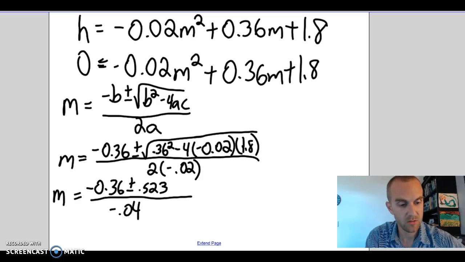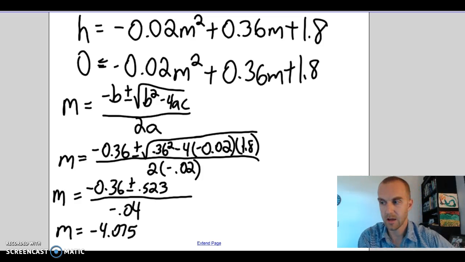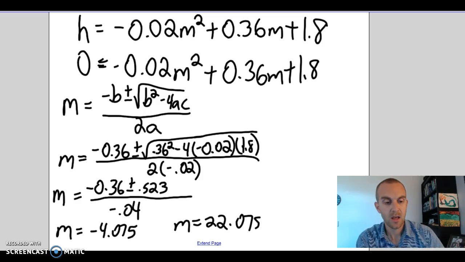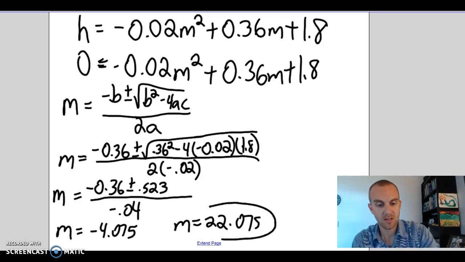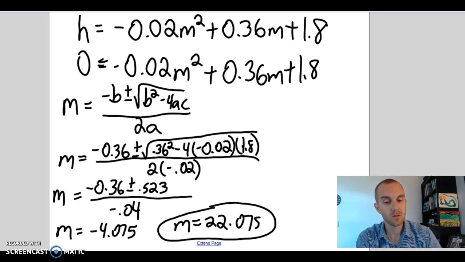And when I do that, I'm going to get two values: m is equal to negative 4 and 75 thousandths, and m is equal to 22 and 75 thousandths. Now think about it: I'm traveling horizontally, so that means I'm going a positive distance. I can't really go negative if I'm starting at the place where you throw the shot. So my only option here is that it traveled 22 and 75 thousandths meters. That's a pretty far distance, pretty cool.